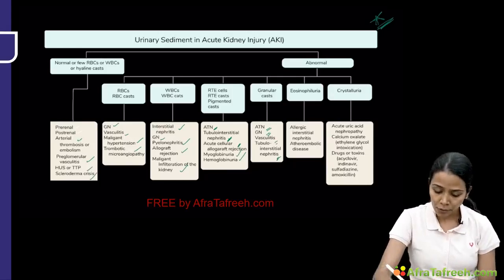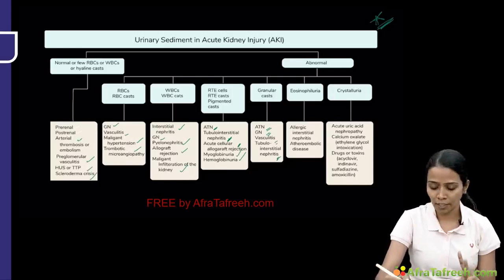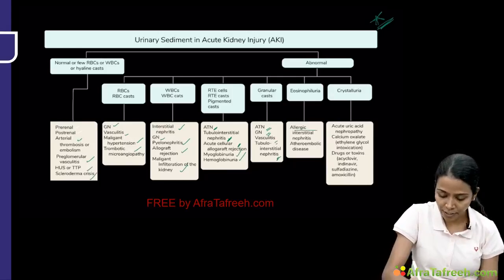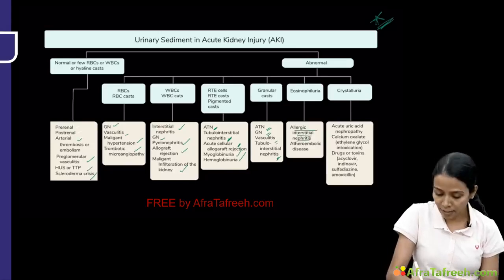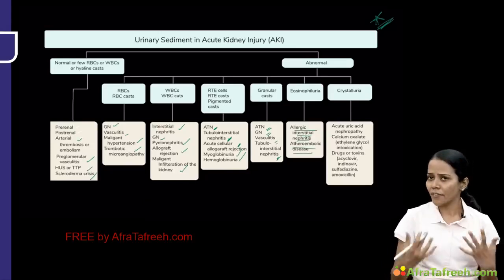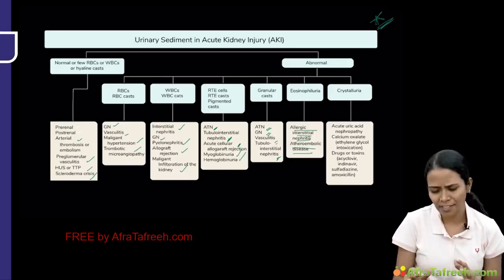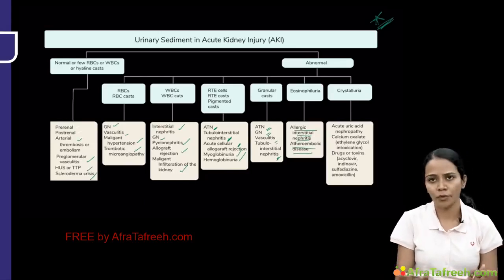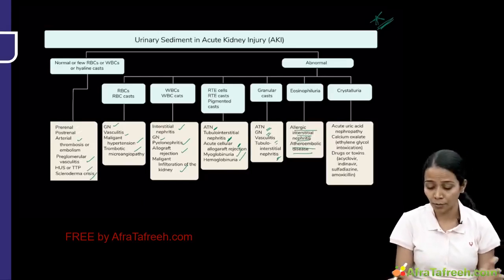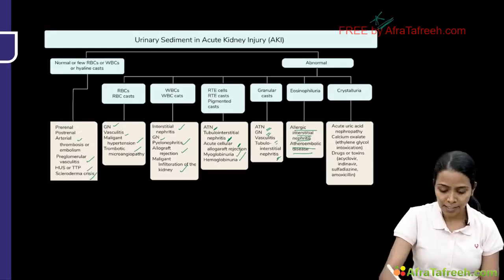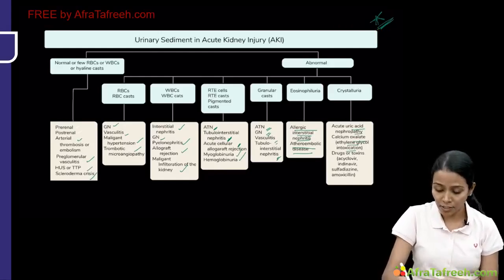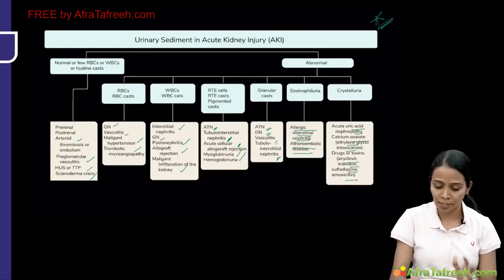Eosinophiluria is seen in two important conditions. One is allergic interstitial nephritis. Second is atheroembolic disease. But now the significance of finding eosinophils in these diseases is over. No one is going to check for eosinophils. We have other ways of diagnosing. Next is crystaluria. You see crystals like in acute uric acid nephropathy. Calcium oxalate you see in ethylene glycol toxicity. Again, you see drugs like acyclovir, indinavir, sulfadiazine, amoxicillin producing some crystals.